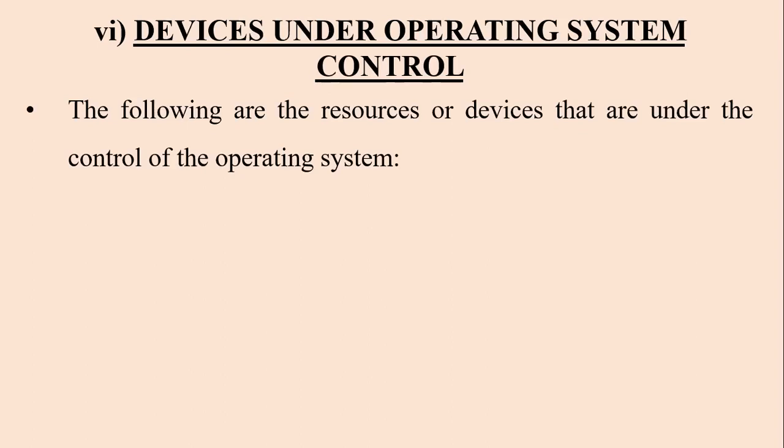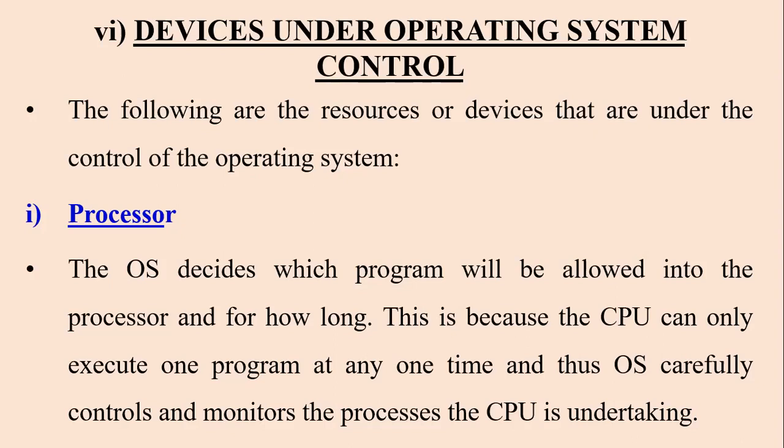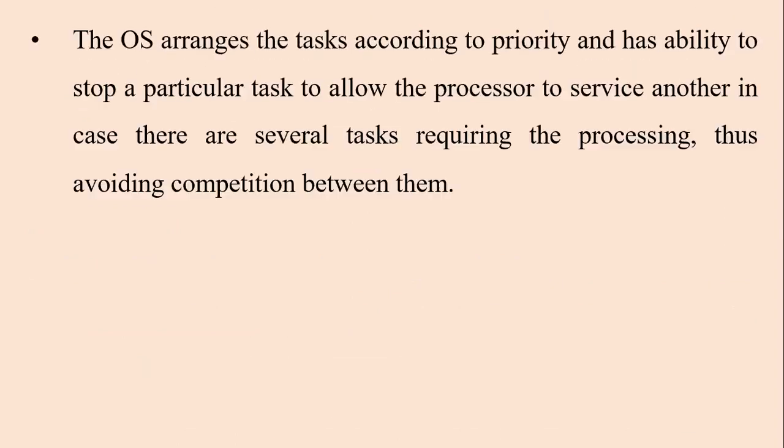So which devices are normally under the control of the operating system? The devices under operating system control include the following. Number one is the processor. The operating system decides which program will be allowed into the processor and for how long. This is because the central processing unit can only execute one program at any one time, and therefore the operating system carefully controls and monitors the processes that the CPU is undertaking. The operating system arranges the tasks according to priority and has the ability to stop a particular task to allow the processor to service another in case several tasks require processing, thus avoiding competition between them.